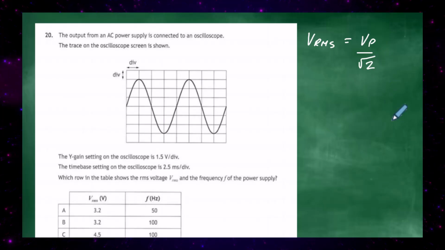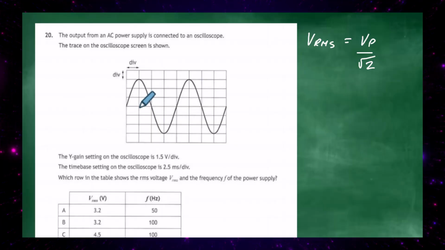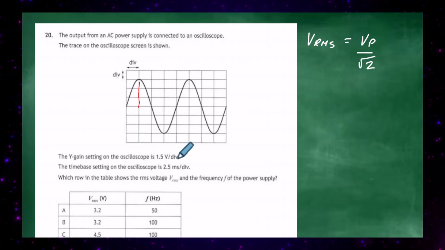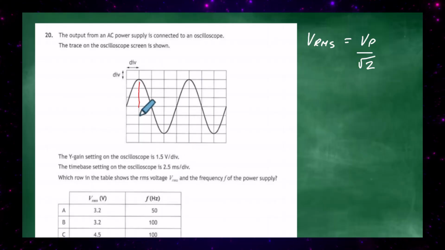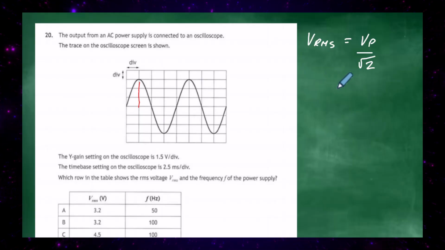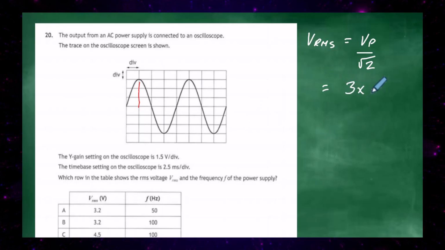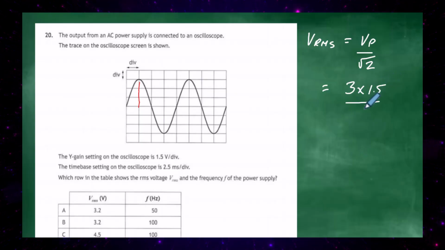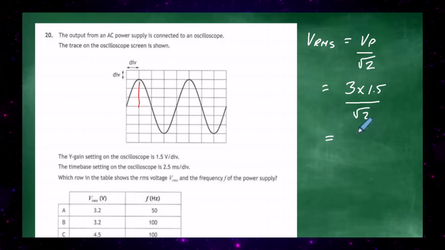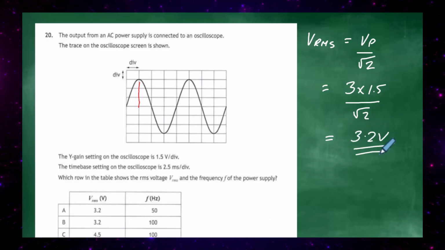So what is the peak voltage in this case? Well, if we look very closely, we can see we have the centre line here. We have 3 boxes, and we know that each box, or one division, stands for 1.5 volts. We've got 3 of them, and therefore we can do the following calculation. The V RMS is going to be 3 boxes times 1.5 divided by square root of 2. And if you do that in your calculator, you end up with a value of 3.2 volts V RMS.